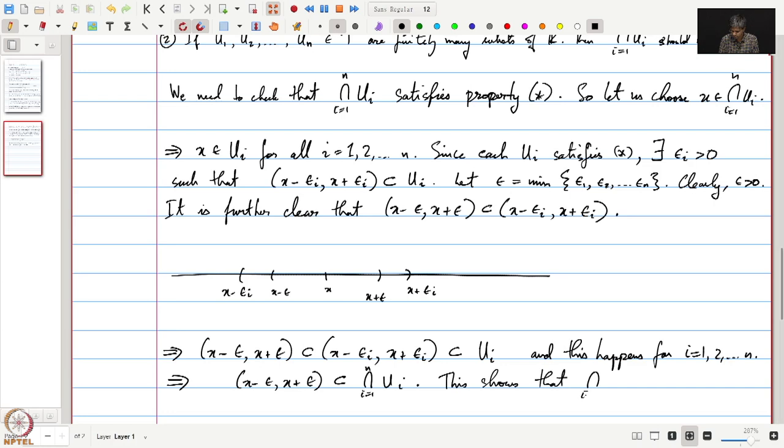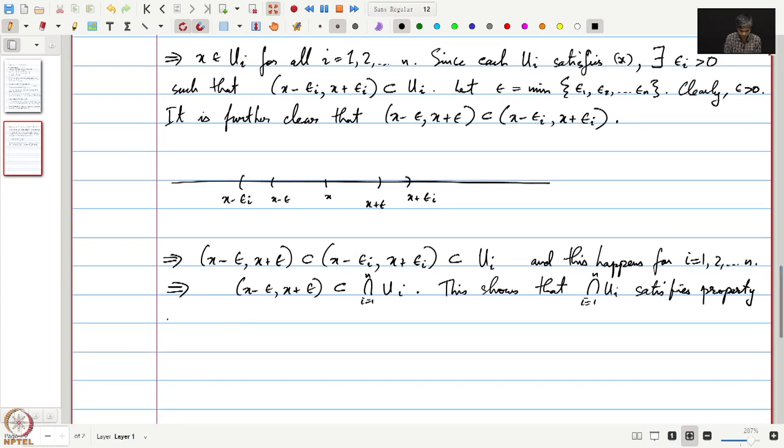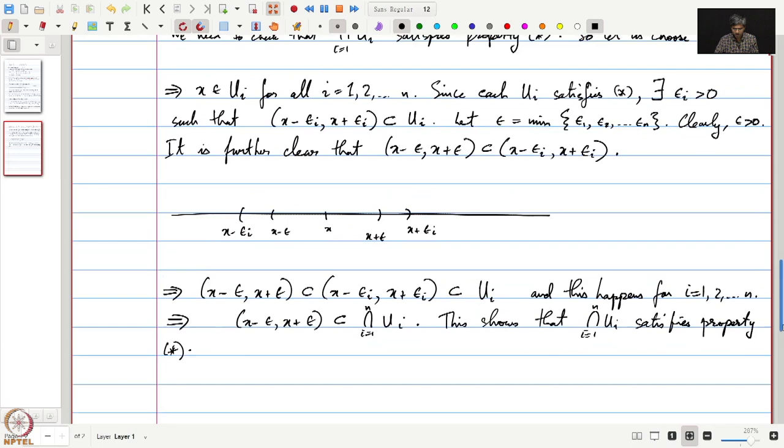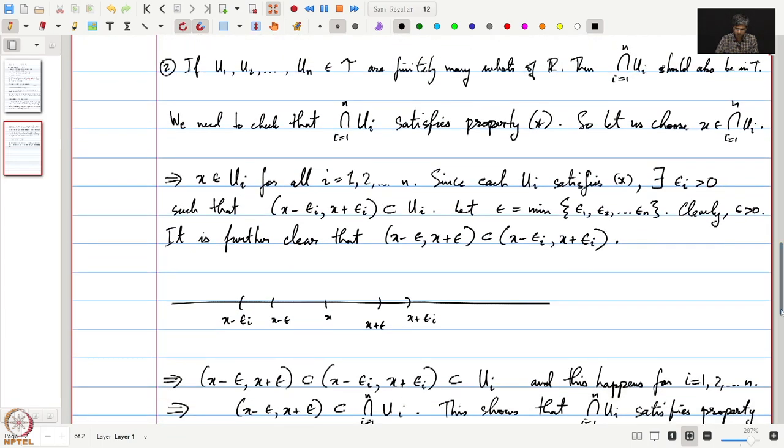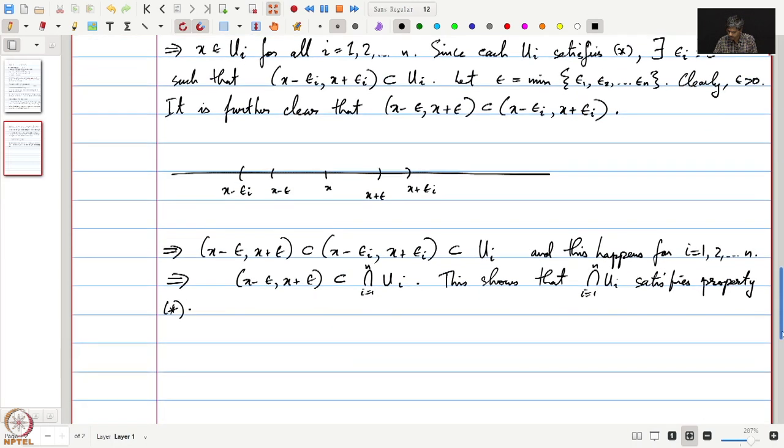Yeah, so this shows that this intersection of U_i satisfies property star. So therefore, the second condition for being a topology is also satisfied. And finally, we have to check one more condition.